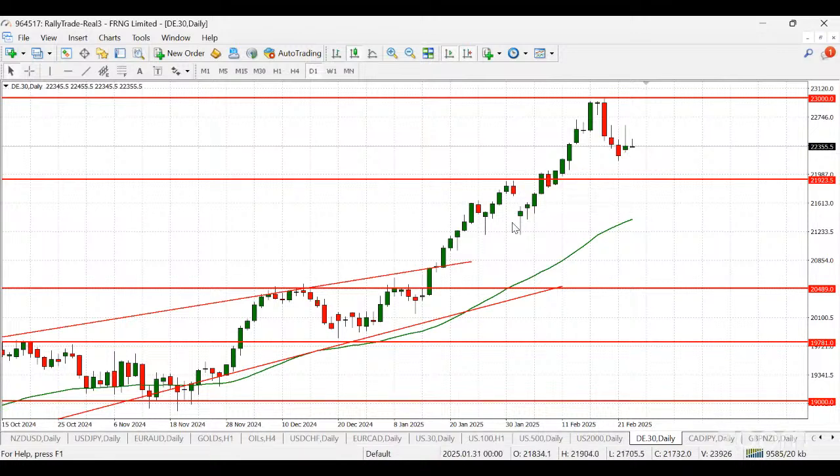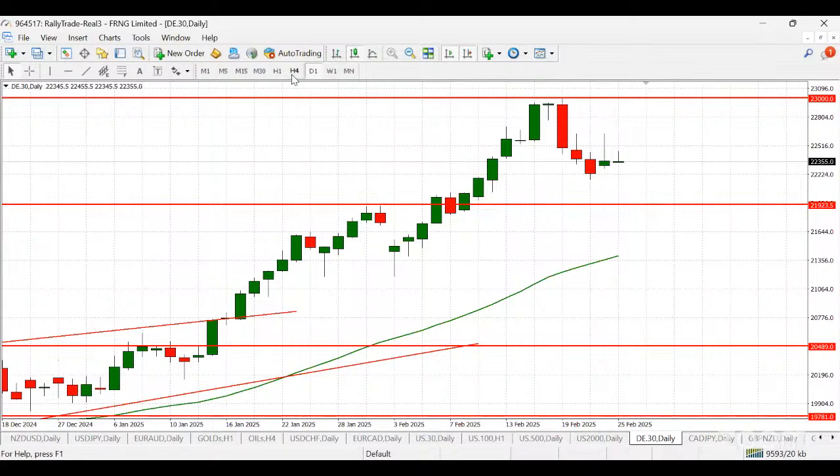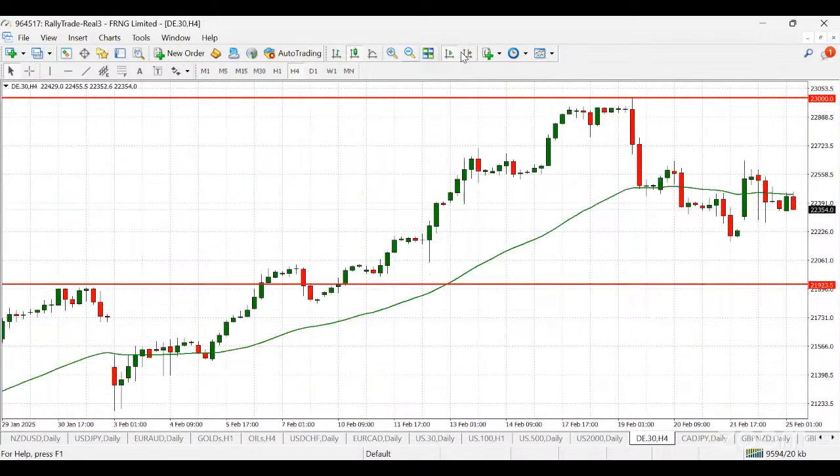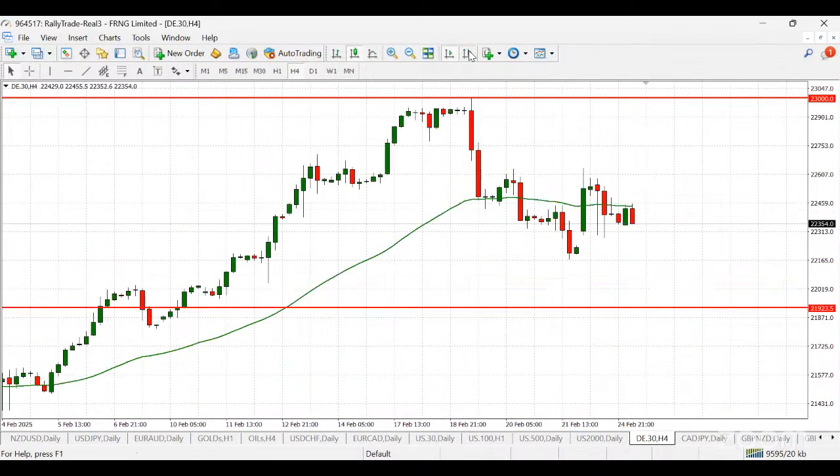We got some retracement here. Price broke above that high and then pushed to that 23,000 level. And currently, we're seeing some retracement from that level. All right. We're seeing some retracement. This is on the daily time frame.